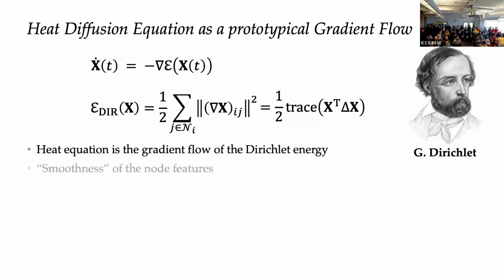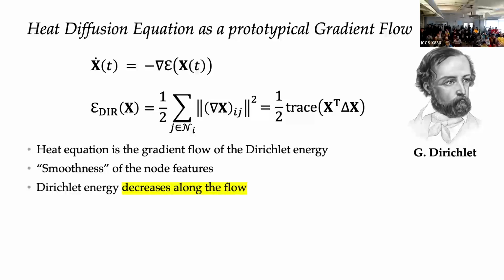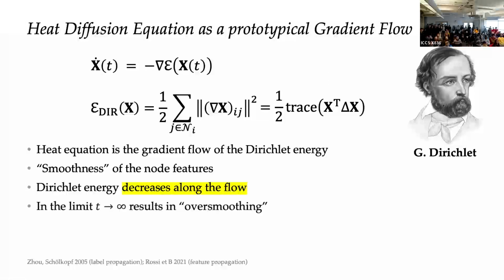So what we can show is that basically it's a kind of smoothness of the node features, right? How different you are from your neighbors, and it decreases along the flow. So as we run the diffusion, the features will become smoother and smoother, and in the limit, the Dirichlet energy will be 0, right? So all the features on the graph will be constant, and this is a phenomenon that is called oversmoothing. So it's considered undesirable in graph neural networks, but it's not necessarily a malignant phenomenon.